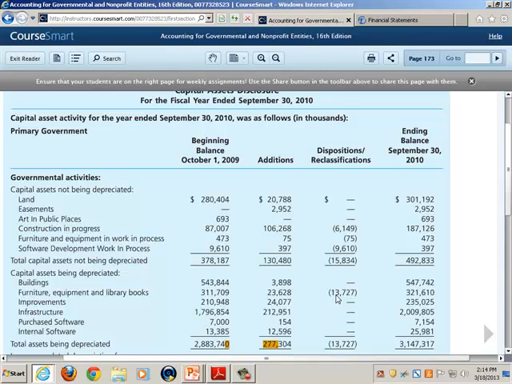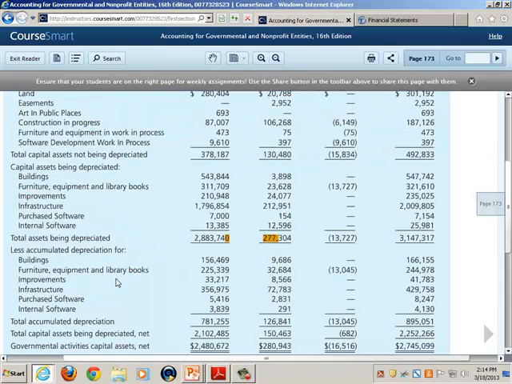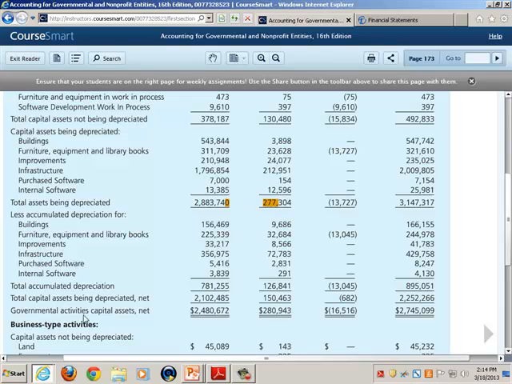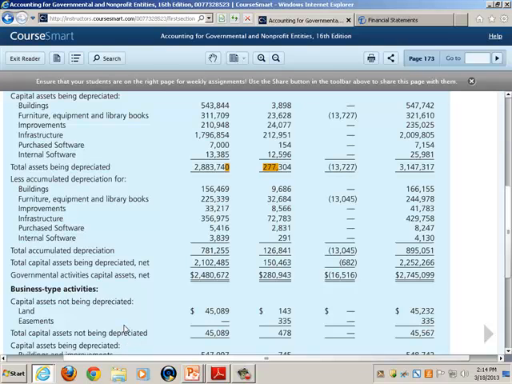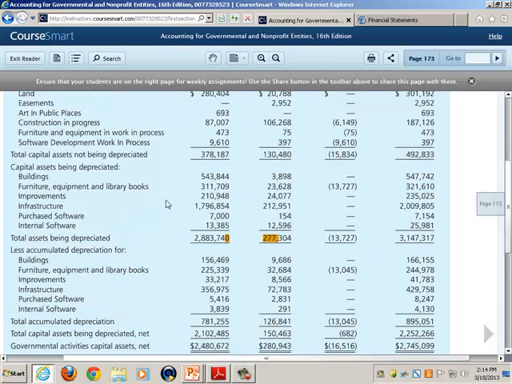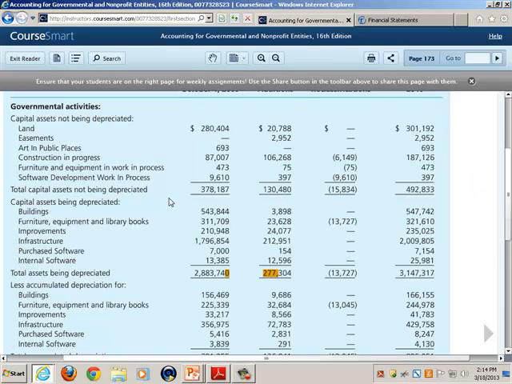Now think about the different asset categories we have here. Capital assets that are not being depreciated are kept separate from capital assets which are being depreciated. Then we show the accumulated depreciation on assets that are being depreciated. And this gives us what? The governmental activities net. And then we show business type activities after that. We'll cover this later. But look at the format. Separate assets which are being depreciated from assets that are not being depreciated.